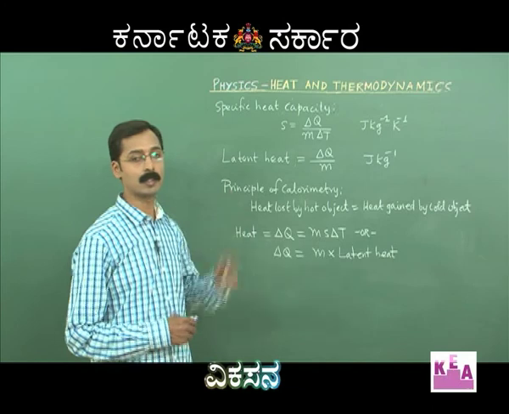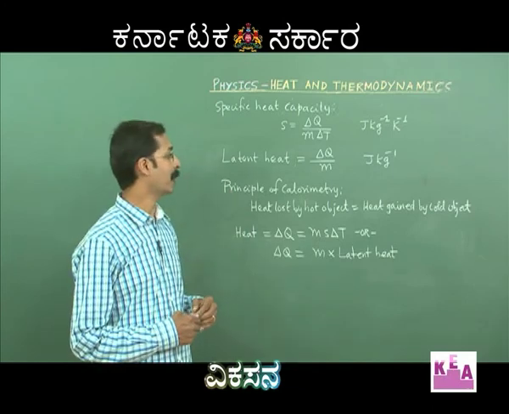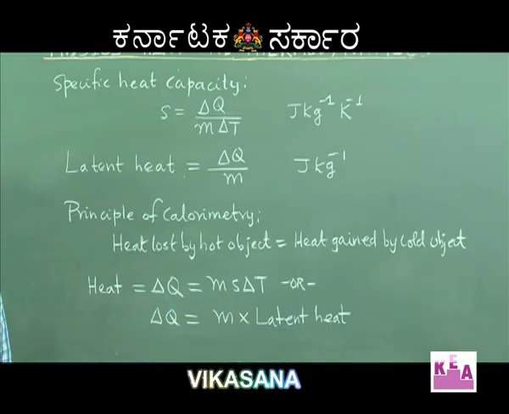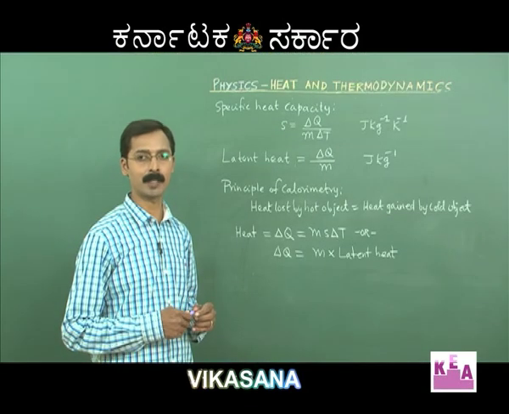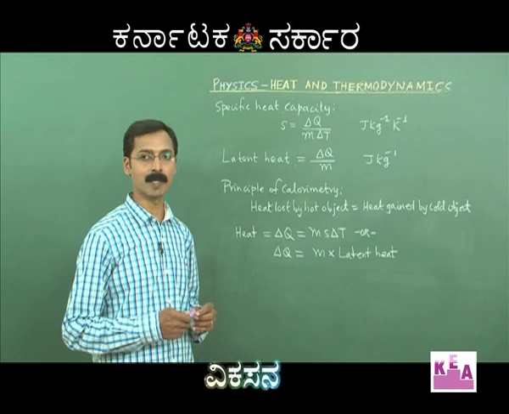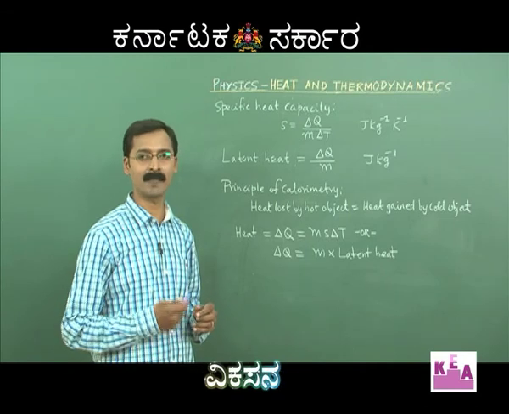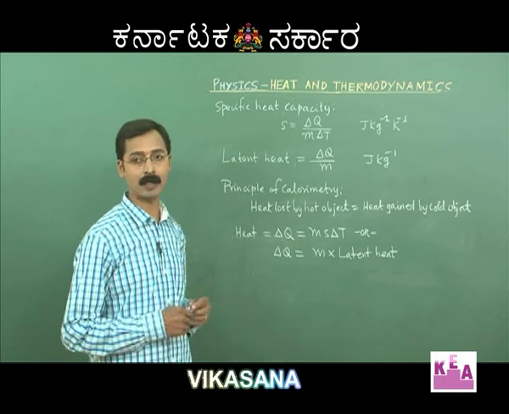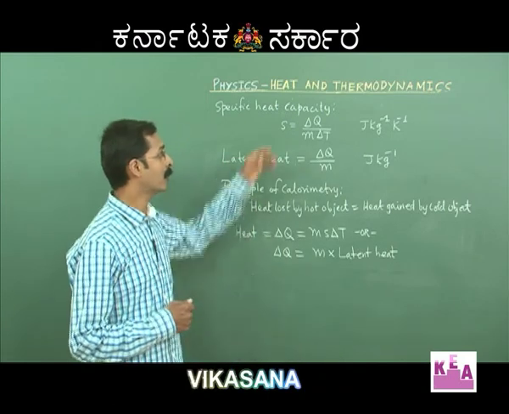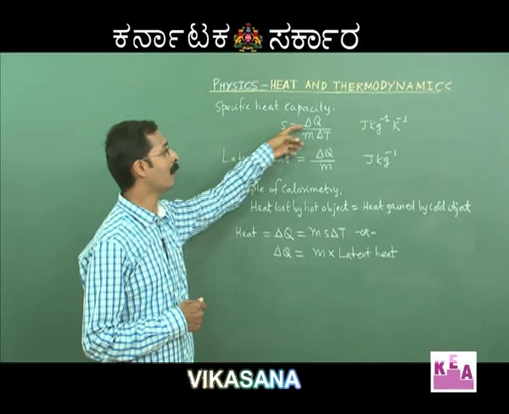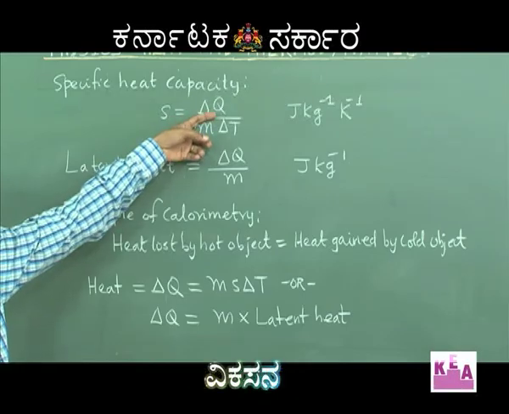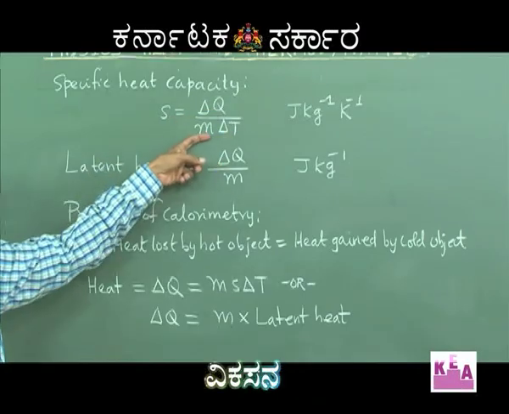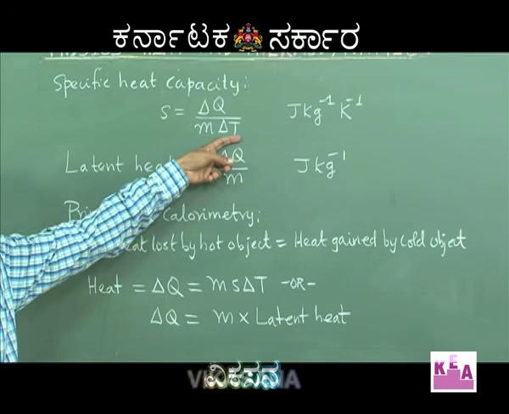Now, let us discuss specific heat capacity and the principle of calorimetry. For a given heat, all substances do not heat up equally. The difference in temperature for different substances is different for a given amount of heat. That is due to this property called specific heat capacity. The specific heat capacity of a substance is the amount of heat energy required to raise the temperature of 1 kg of a substance by 1 Kelvin.